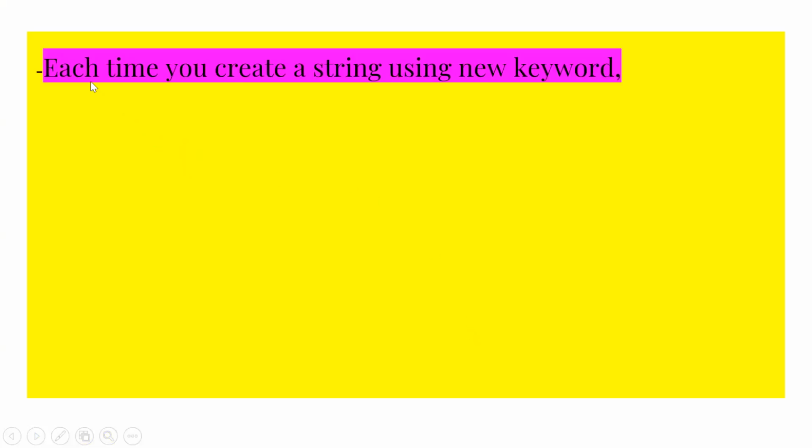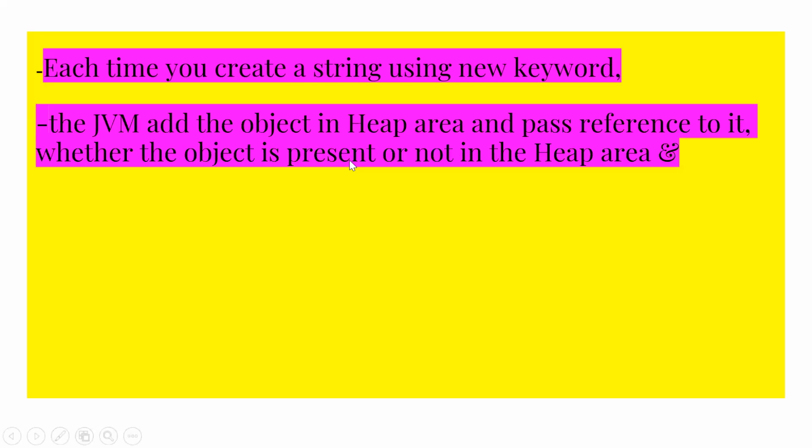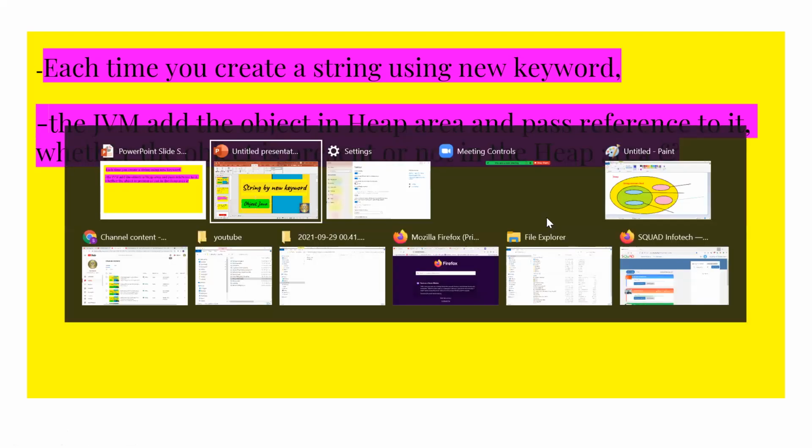And by using the new keyword, there's a method. It happens this way: whenever we create a string using the new keyword, the JVM adds the object in the heap area and passes a reference to it, whether the object is present or not in the heap area. That means, let's see the diagram.